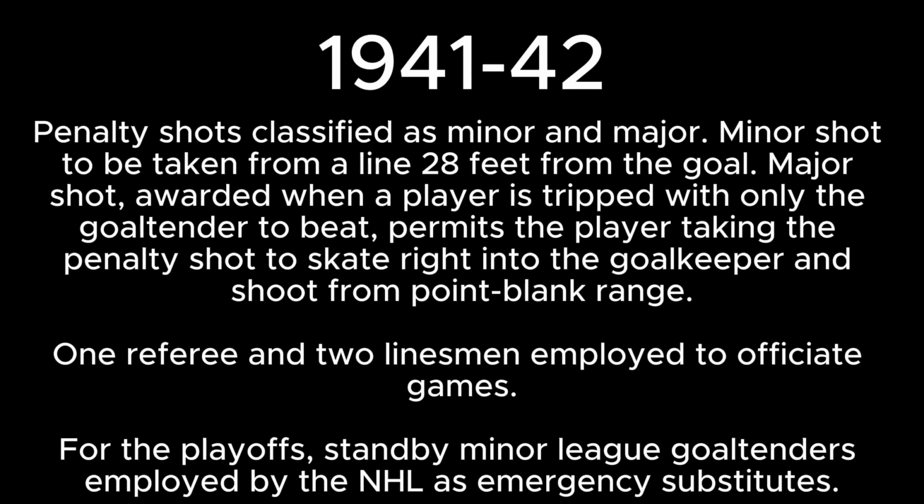Penalty shots classified as minor and major. Minor shot to be taken from a line 28 feet from the goal. Major shot, awarded when a player is tripped with only the goaltender to beat, permits the player taking the penalty shot to skate right into the goalkeeper and shoot from point-blank range. 1 referee and 2 linesmen employed to officiate games. For the playoffs, standby minor league goaltenders employed by the NHL as emergency substitutes.